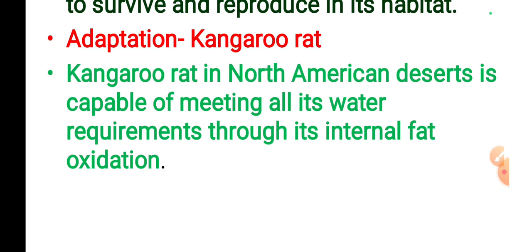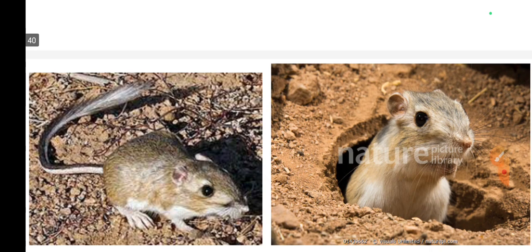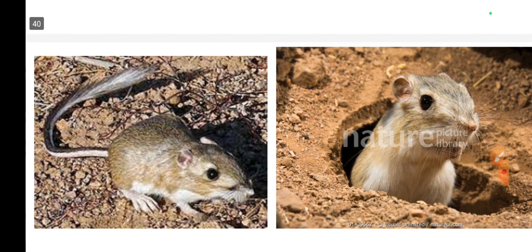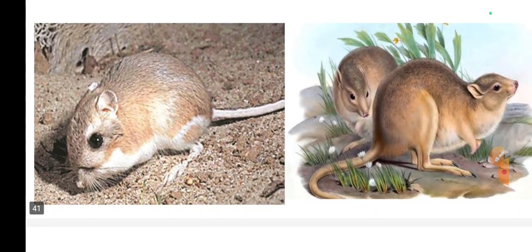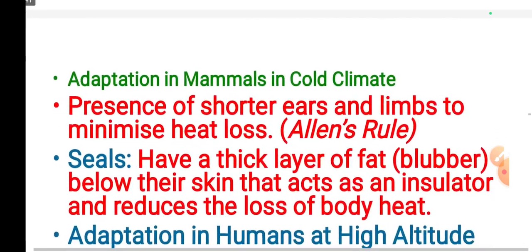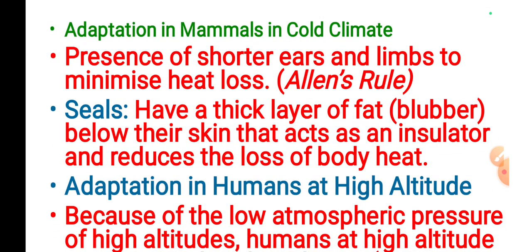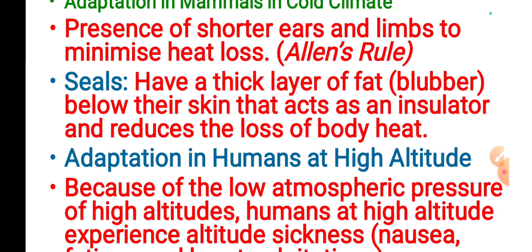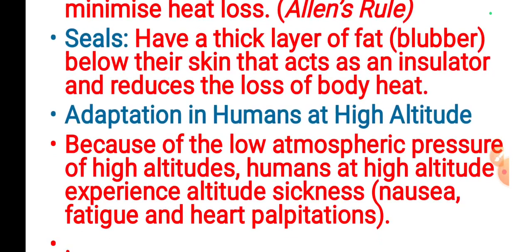Adaptation: the kangaroo rat in a North American desert is capable of meeting all its water requirements through its internal fat oxidation. These are kangaroo rats. They are adapted. Adaptation in mammals in cold climates: presence of shorter ears and limbs to minimize heat loss, Allen's rule. Seals have a thick layer of fat, blubber, below their skin that acts as an insulator and reduces the loss of body heat.